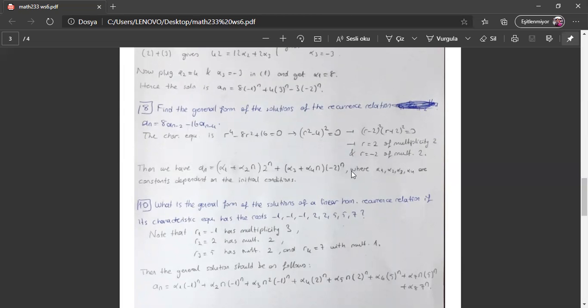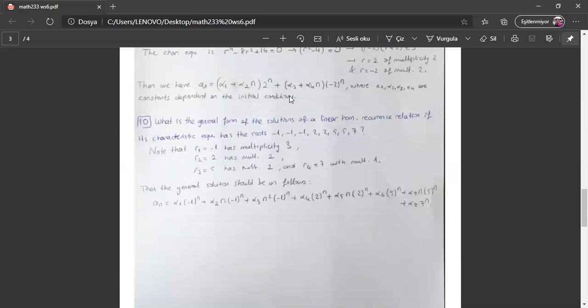We cannot find these coefficients as we don't have any condition. So this is the general solution. For this one, here we see the roots of the characteristic equation. So we see minus 1 is written 3 times. So this is one of the roots and has multiplicity 3.